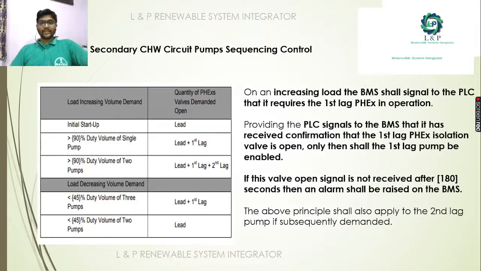As we said earlier, we have a sequence of operation for when the load is increasing. Based on the demand, the building management system, with the help of the PLCs, will give the command to the control valves to open, so that the first lag pump will get enabled. Most importantly, after giving the open command to the valve, if it doesn't open within 180 seconds, it should immediately raise an alarm that the valve is not opening, so the pump will not get enabled.